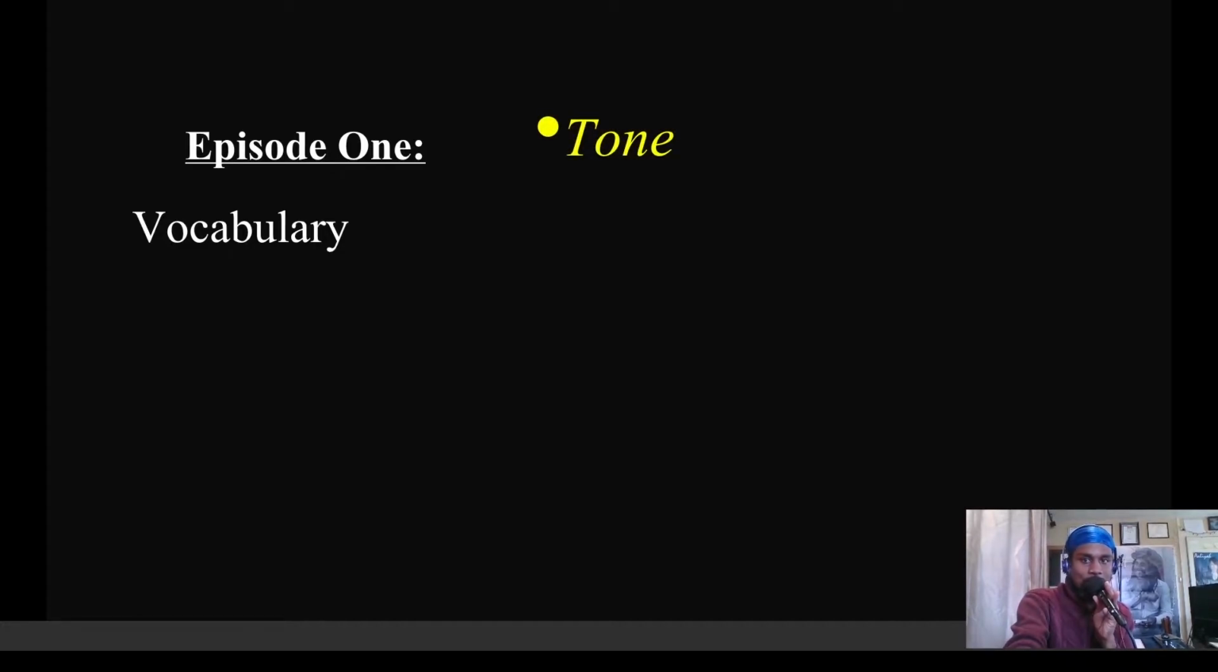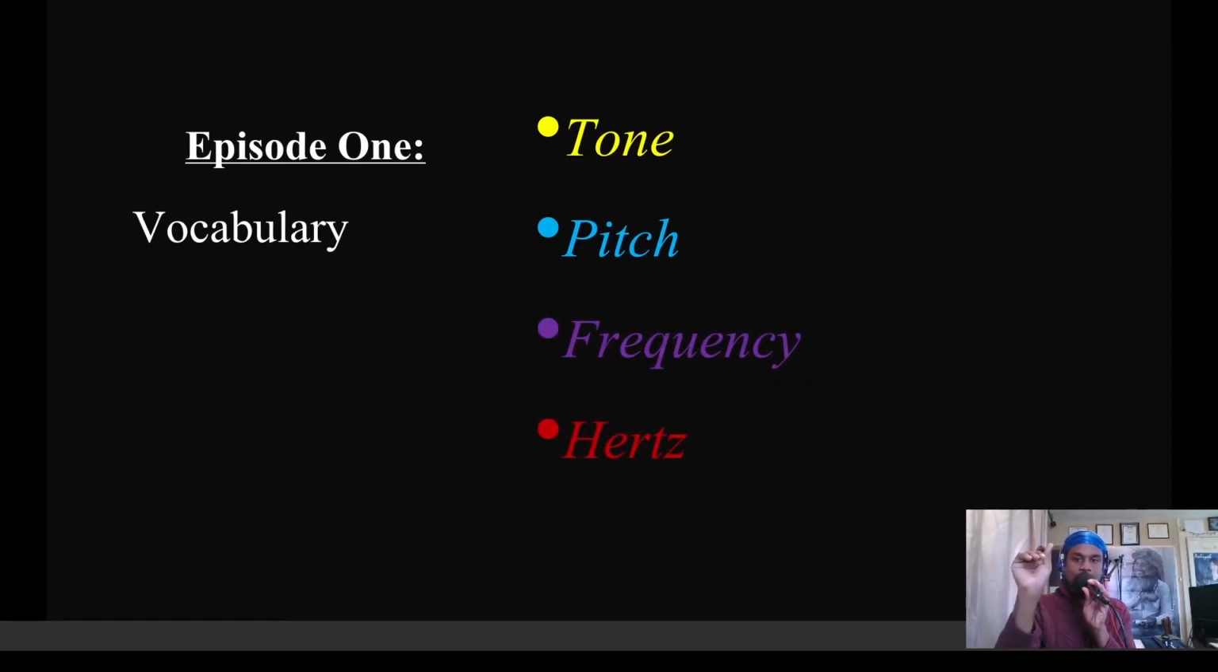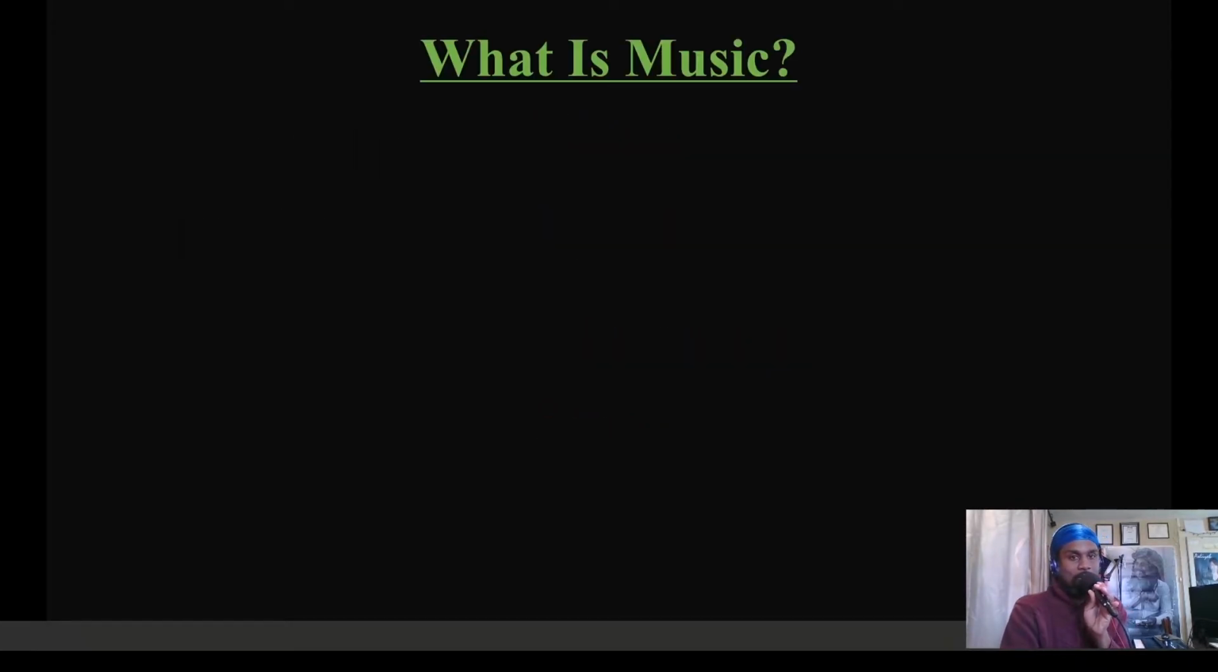The first word we're going to take a look at is tone. The second term we're going to study is pitch. Then we are going to focus on frequency. And finally, the measurement of frequency, hertz, and why we call it hertz.